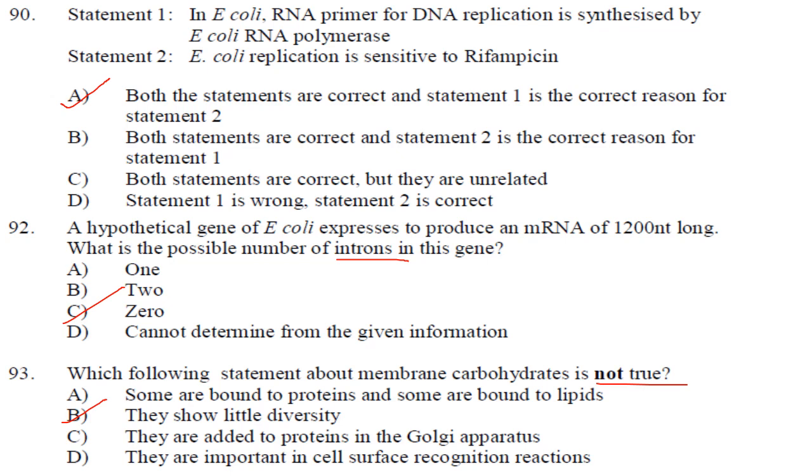Some are bound to protein, some are bound to lipids. Yes, glycoproteins, glycolipids. They show little diversity. No, they show diversity. Answer is option B. That is not true, they have asked. So B is correct. Yes, that is the answer. They are added to proteins in the Golgi apparatus. Yes. They are important in cell surface recognition reactions. Yes.